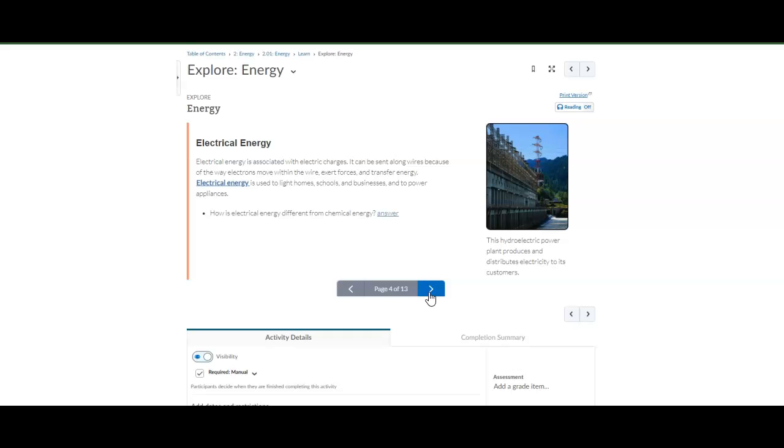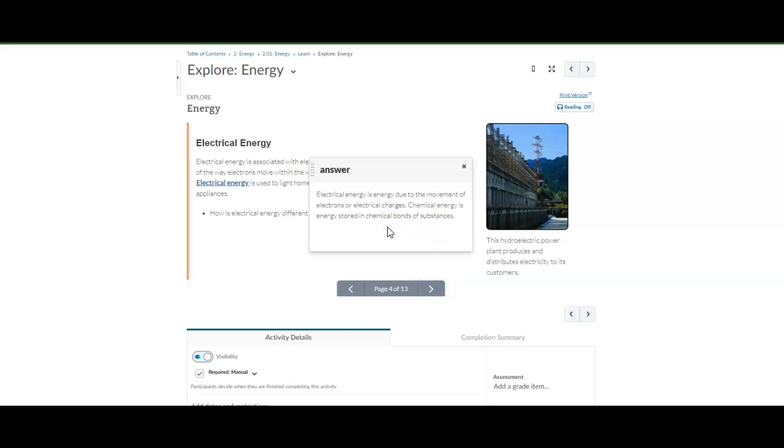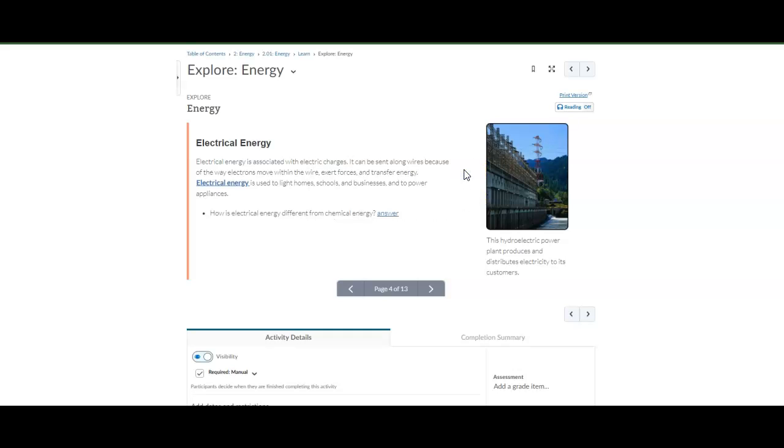How is electrical different from chemical energy? So we can see here, this is a great thing to include in your notes. Electrical energy is energy due to the movement of electrons or electrical charges. Chemical energy is energy stored in chemical bonds of a substance. So you can see here you have a hydroelectric power plant. It produces and distributes electricity to its customers, and it's hydro. We know that it has something to do with water. So that answers question number 5.